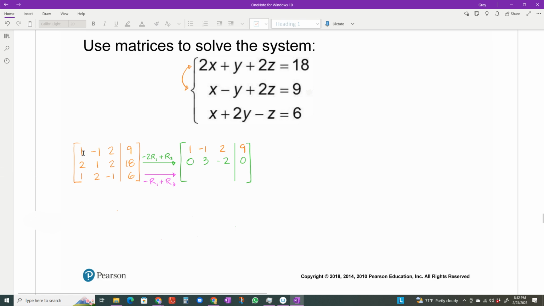So negative 1 plus 1 is 0. Negative 1 times, so basically it's the opposite of this, y'all. So negative 1 plus 1, 1 plus 2 is 3. Negative 2 and negative 1 is negative 3. And negative 9 plus 6 is negative 3. Okay, so I have my first column done. 1 in the upper left, zeros below it.